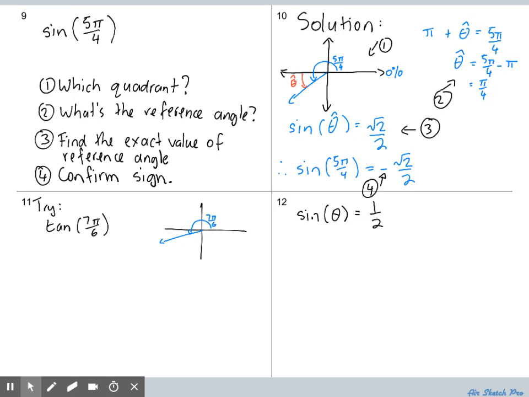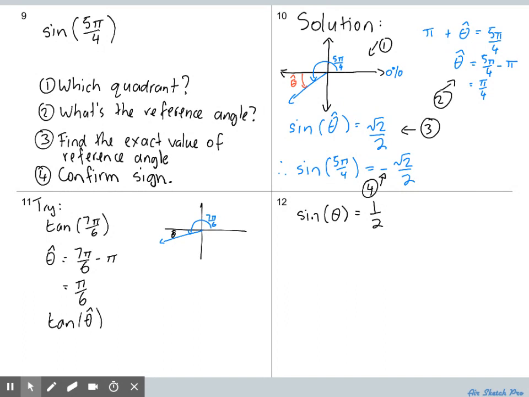So it's the same quadrant as before, isn't it? So the reference angle, theta hat, is going to be equal to 7 pi on 6 minus pi. So I'm just looking for that little difference there, that little extra. So that's going to be pi on 6. So that's 30 degrees.